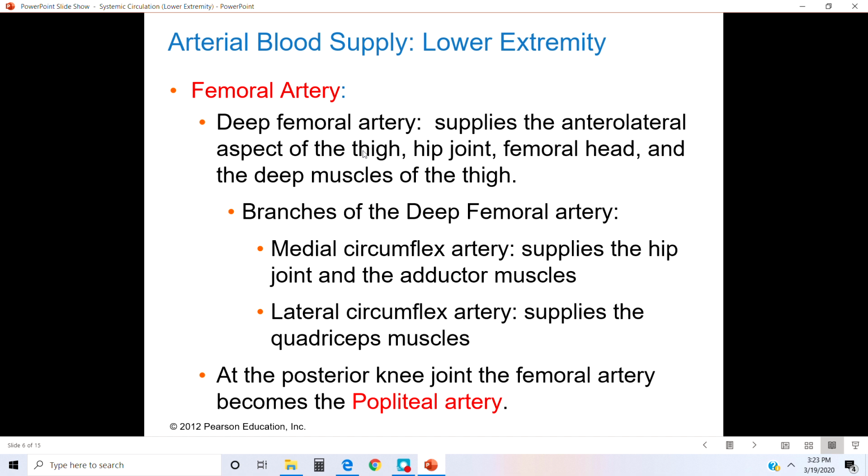Again, these deep femoral, the circumflex arteries, you're not going to see on our models. So this femoral artery eventually goes through the adductor magnus and it comes out the back of the thigh behind the knee. And what we do then is we change the name into the popliteal artery.